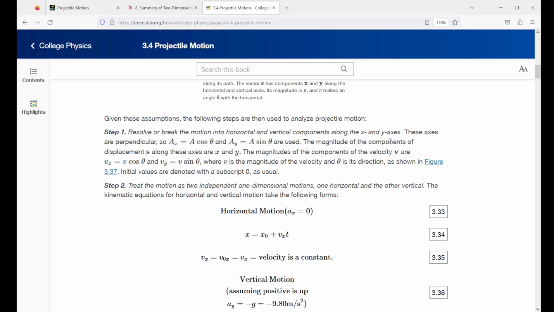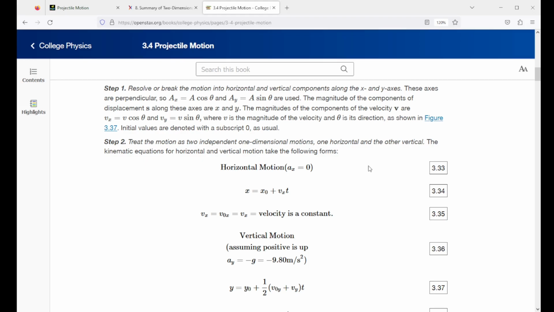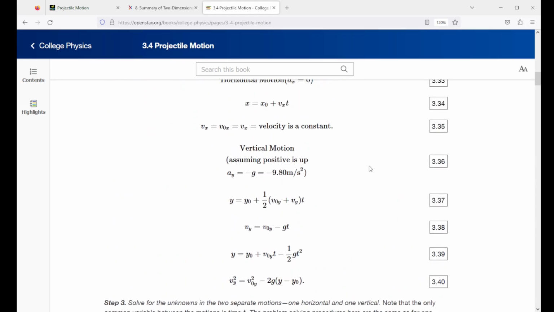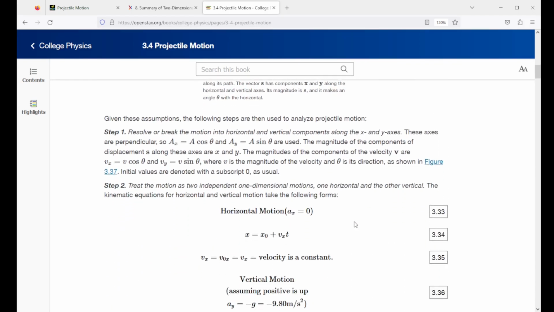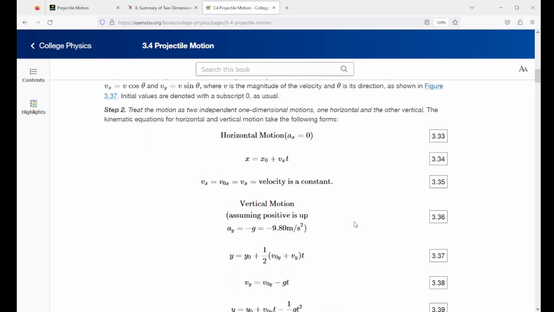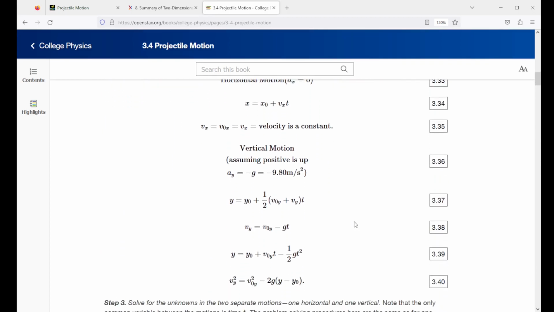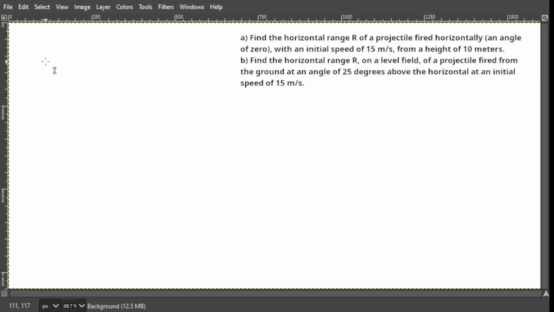Here's step 1. Resolve or break the motion into horizontal and vertical components. Treat the motion independently in 2 dimensions. Solve for the unknowns. One thing we're definitely going to want to do is sketch the situation, then see if we can simplify our equations, and then go ahead and solve the problem. The way I like to approach projectile motion problems is to graph the situation, set up a coordinate system, and sketch the projectile motion out so I can see what's going on. So we'll start with that.